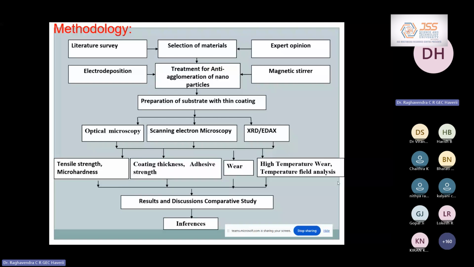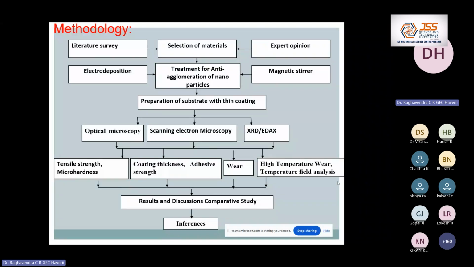This is one small example I have taken. Not only electrodeposition, there are other methods too, like thermal barrier coatings, plasma spray coatings, HVOF, HVAF, laser cladding. There are many methods. You can select any of the coating techniques. Then we need to prepare.